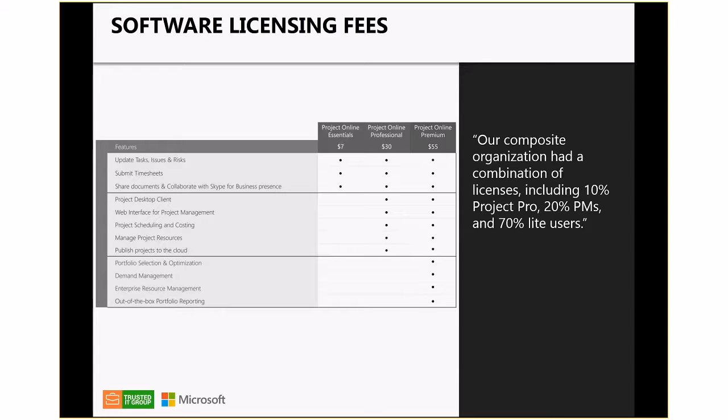However, with the Project Online Professional license, you no longer need to buy Project Pro Desktop anymore. Project Online Professional for $30 comes with the desktop application automatically. It gives you everything except for the ability to run portfolio selection and optimization, and we'll talk about that in just a little bit. And then you have the Project Online Premium license for $55. That gives you everything: portfolio analysis and optimization, demand management, enterprise resource management, the works. Again, the numbers that you see here are the numbers listed on the website.